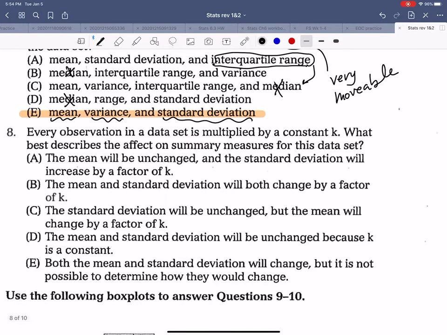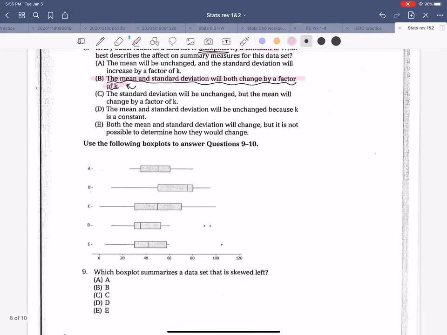Number 8, every observation in the data set is multiplied by a constant K. So we know that that's going to change the mean and the standard deviation, both by a factor of K. That is what our notes say, and that's exactly what B is. So to get your points, don't write B, write this sentence out, because that is the sentence in our notes that we need. So when I multiply by a constant, the mean and the standard deviation will both change by a factor.